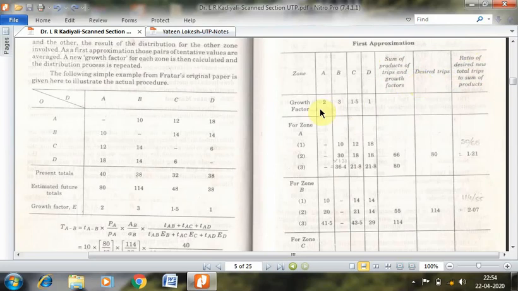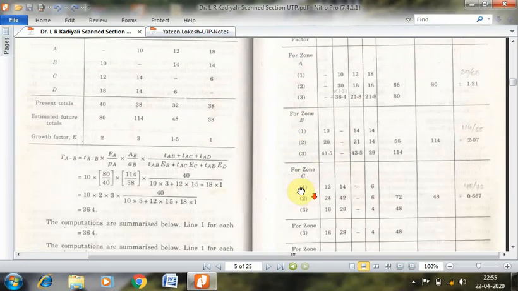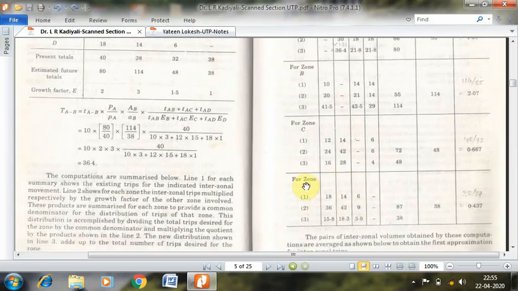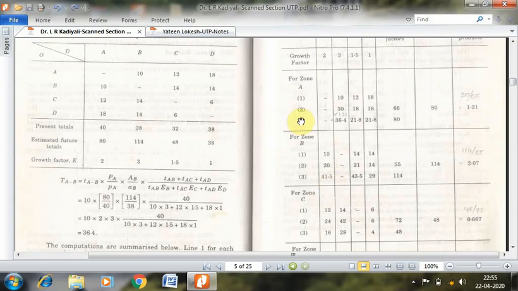Okay, then coming to the rows, the first row here is the growth factor, whatever we have calculated as we have here. And for zone A you will be having three subsequent rows. I'll tell you what these individual rows mean. There will be three such rows for each zone: for zone A, for zone B, for zone C, and then for zone D. Now I'll explain one zone. You can do the same for the other zones as well when you practice solving this problem at home.